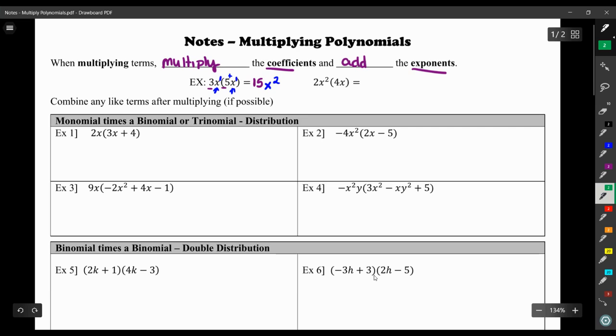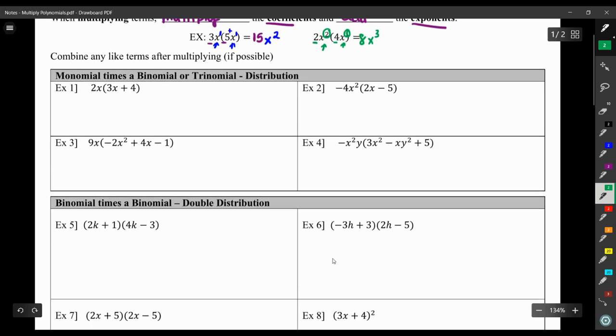On the second example, 2x squared times 4x, you would do 2 times 4, which would make 8. And then x squared times x to the first would be x to the third, because we add together the 2 and the 1. Now, there's many different kinds of multiplication.